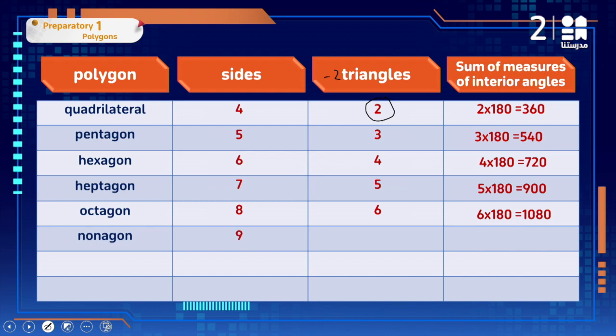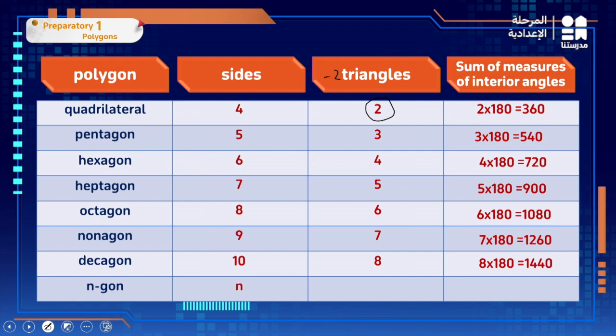Nonagon, 9 sides, 7 triangles, 7 times 180, 1260. Decagon, 10 sides, minus 2 is 8 triangles, then 8 times 180, 1440. Then for the n-gon, any number, we are going to write n sides, then n minus 2, as I said, we have to subtract 2, and then multiply this n minus 2 times 180 to get the sum of the interior angles.